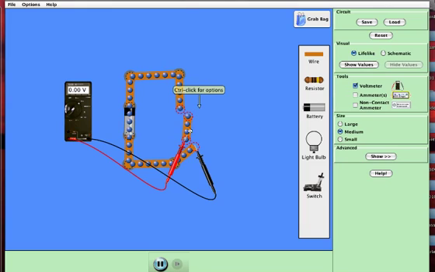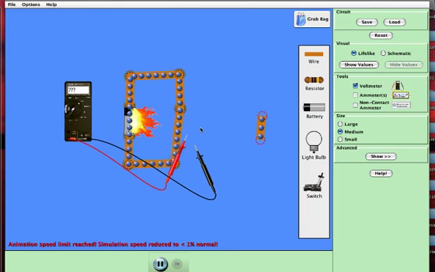Here we go. And you know what, I'm just going to connect it here. Boom. We have a short circuit. This is a short circuit. There is no resistance to the flow of electricity.